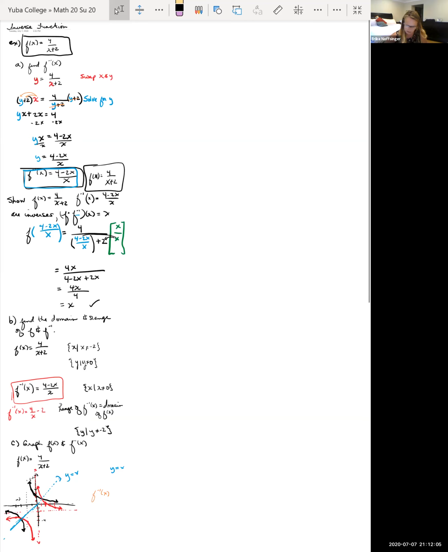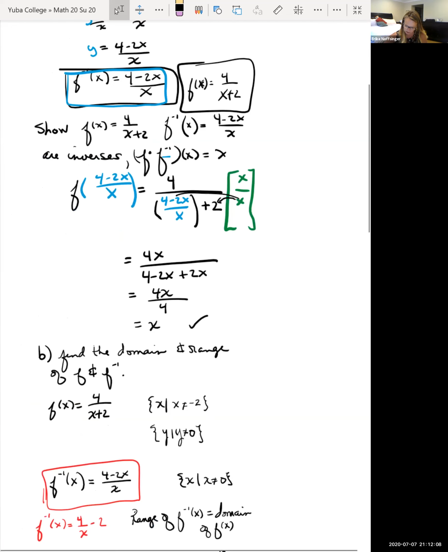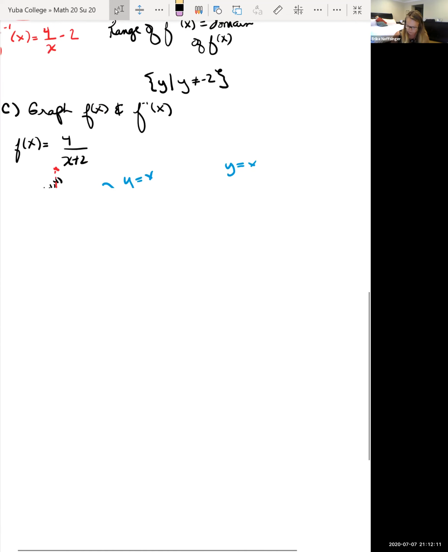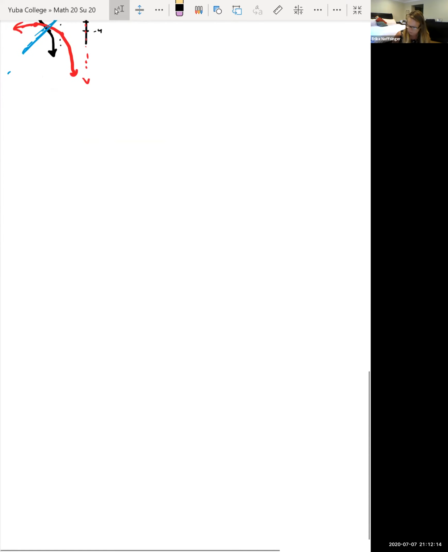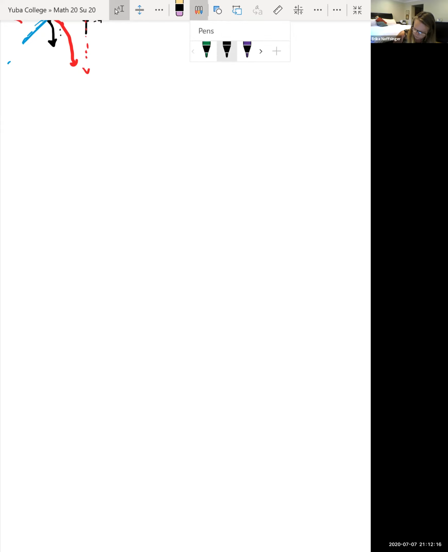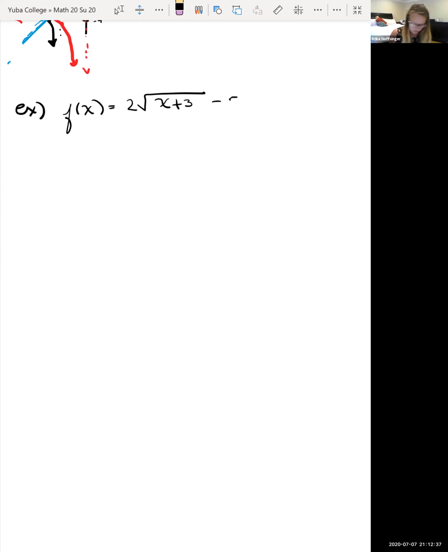Okay, let's look at one more. From this section, here we're given f of x is equal to 2 square root x plus 3 minus 5. The function f is 1 to 1. Find its inverse and check your answer. Find the domain and range of f and f inverse.